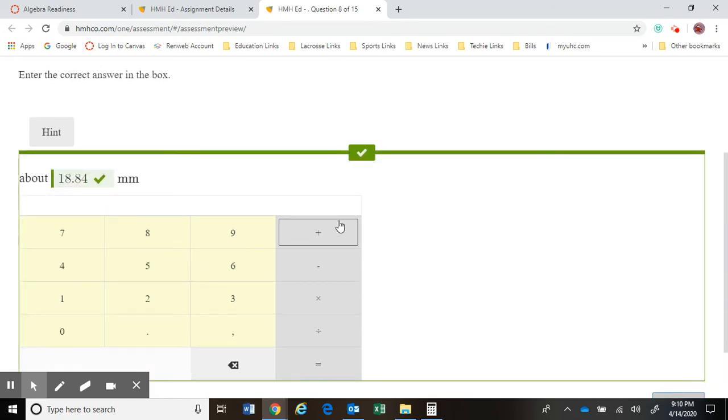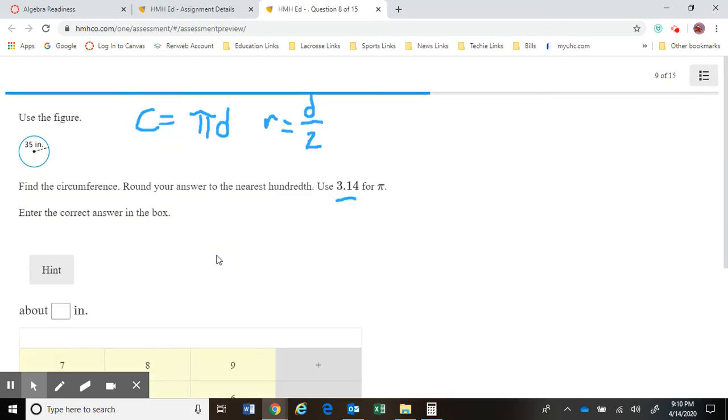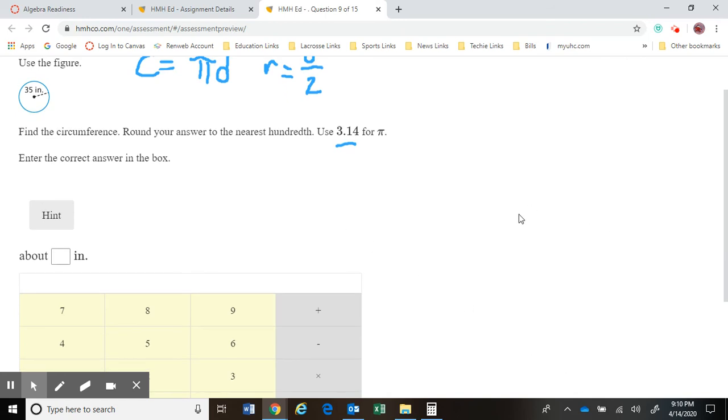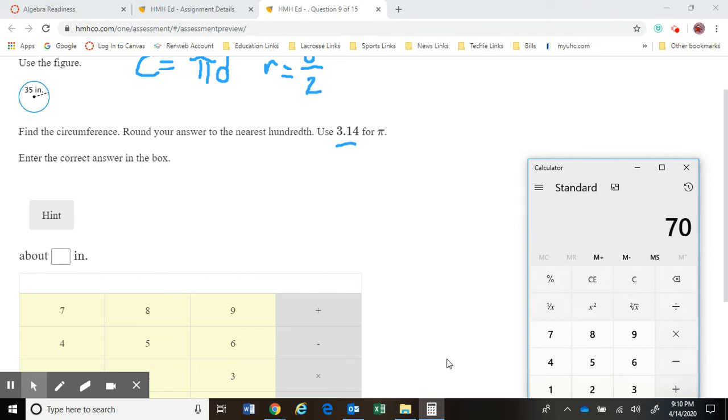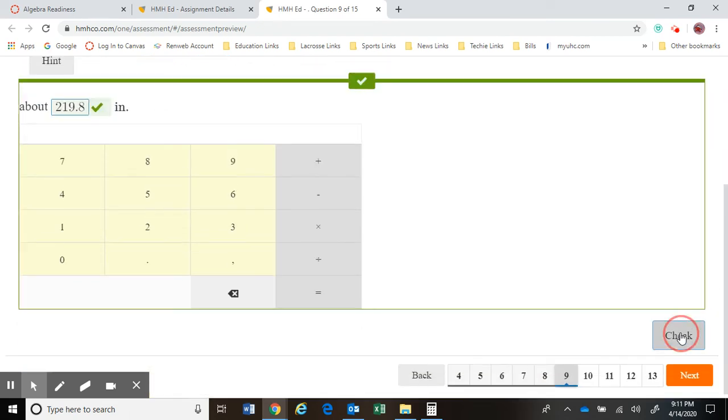Check. All right, and the last one of this type. What is 35? That's right, 35 is your radius. So of course I need to double that. 35 times 2 is 70. And then I'm going to go 70 times 3.14. I get 219.8. Check it. You're good.